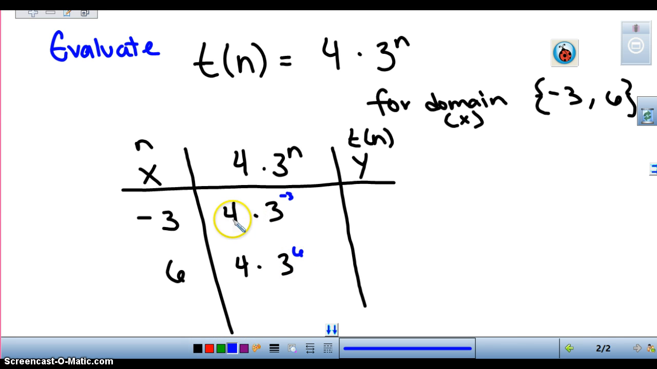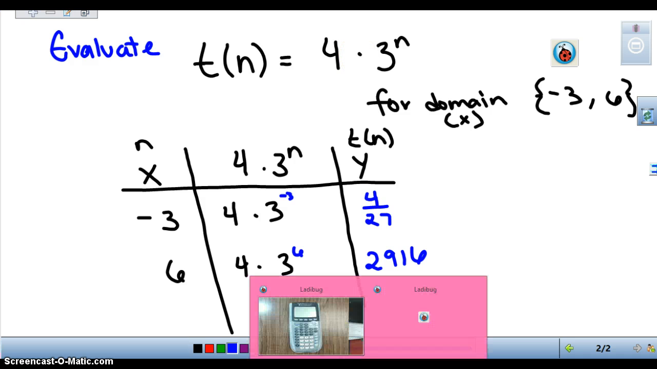If we calculate 4 times 3 to the -3rd power, we get 4 over 27. If we calculate 4 times 3 to the 6th power, we get 2916. Now another way to do this is to actually plug the function into the calculator.